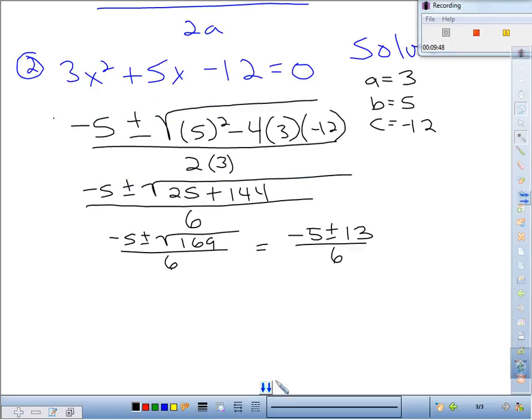Pretty good? Okay, thank you. And then to our last part there, negative 5 plus 13 over 6, and negative 5 minus 13 over 6. And I'm going to stop.